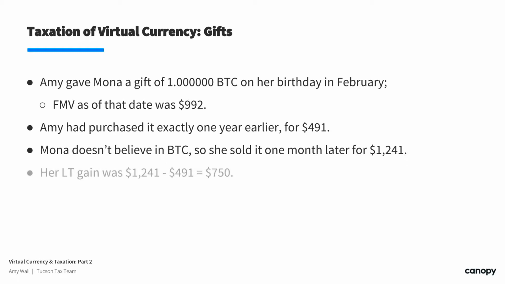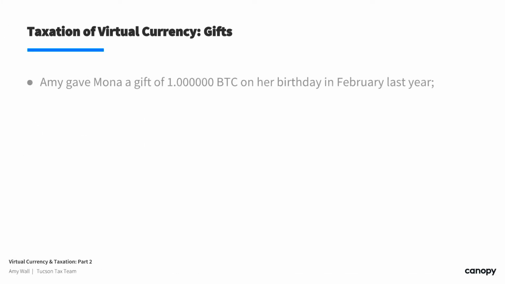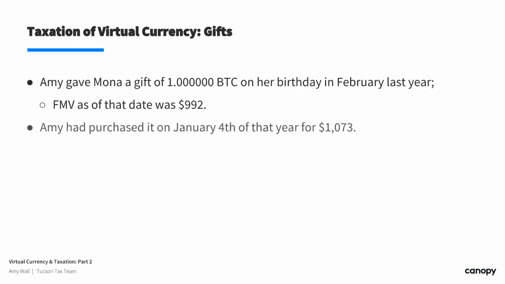Let's say again, I gave her that full Bitcoin on her birthday, and the fair market value was $992. And again, this was my basis. She sold it for $990 immediately. Just happened to be down a couple of bucks. So what does she have? She has a short-term loss. It hasn't been 366 days, because I bought it that same year. Her short-term loss is $2.